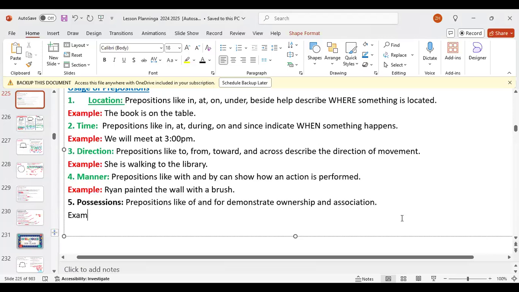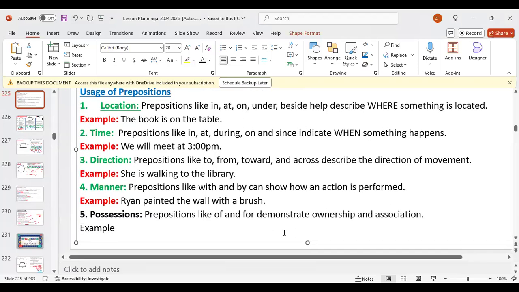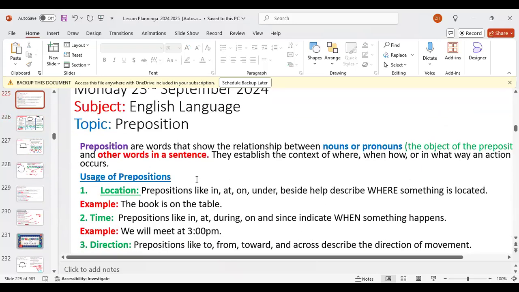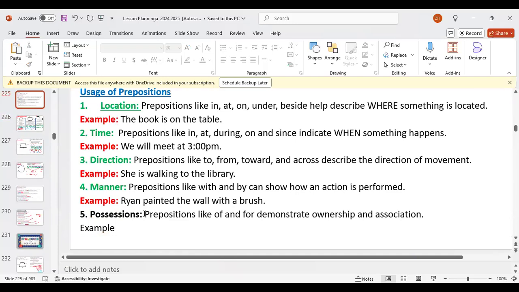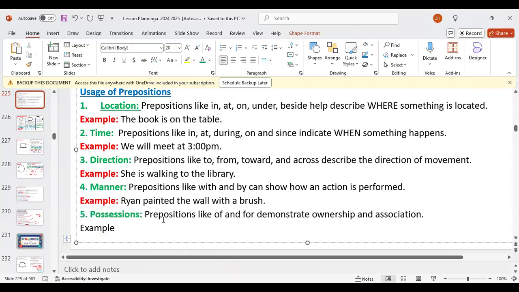For example, let me increase this so I could see. Oopsies. No, definitely not. We don't want to be saying that. Okay. So prepositions like of and for demonstrate ownership and association. For example, we have the color of his car. What color can we use for his car?